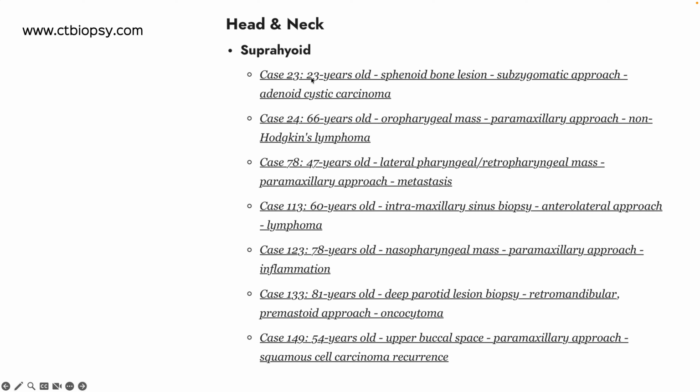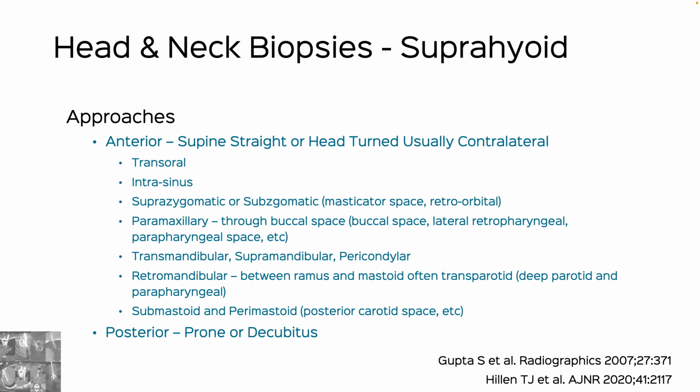Now, at ctbiopsy.com, I've been looking at suprahyoid biopsies for now over 4 years. We started with this case 23, and the last one was 149, I think about 3 or 4 months ago. And if you summarize these, then this is how you have these various approaches. So you do have posterior prone or decubitus approaches, but most of them would be anterior, either supine straight, head turned, or as in this patient, we actually had him lie decubitus with his head supported. And transoral is something we don't do, but otherwise the intrasinus, supra, subzygomatic, paramaxillary, then these are all the various approaches that are listed here.